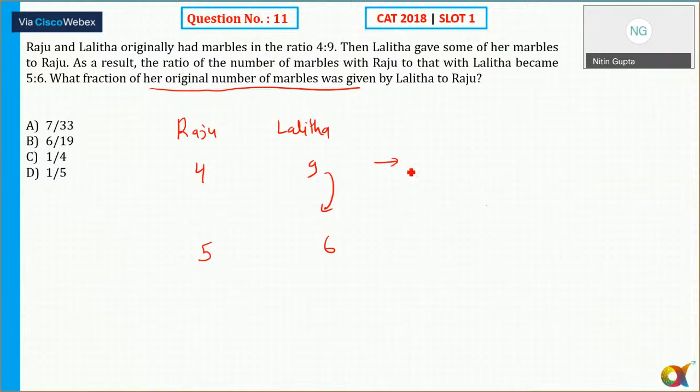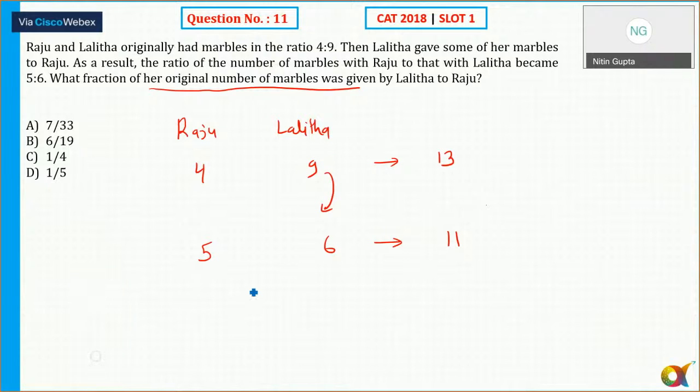Here, the sum of ratios in the first case is 4 plus 9 is equal to 13. Yes or no? And here it is 6 plus 5 is equal to 11. That is the sum of the ratios. But even after Lalita gives some marbles to Raju, the total number of marbles has to be the same. Yes or no? Total number of marbles same.